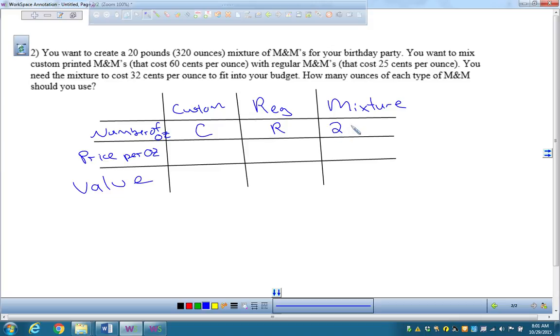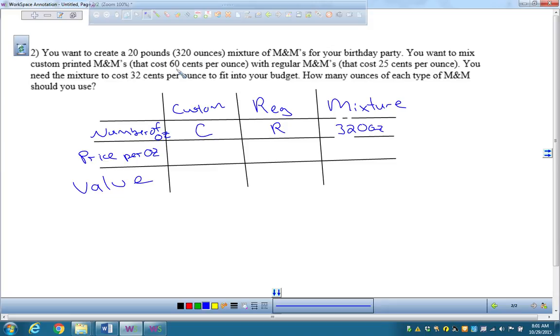20. This is number of ounces. Do you understand where that came from? Oh, 20 pounds times 16 ounces per pound gives you 320 ounces. Okay? 320 ounces. I knew that. Again, I'm always just checking to see if you guys are paying careful attention. 320 ounces. Okay? Price per ounce.